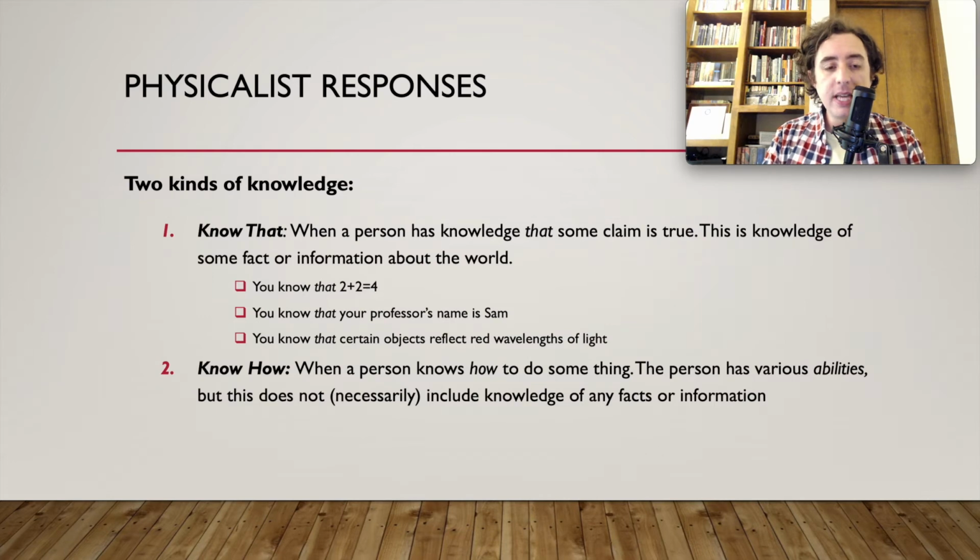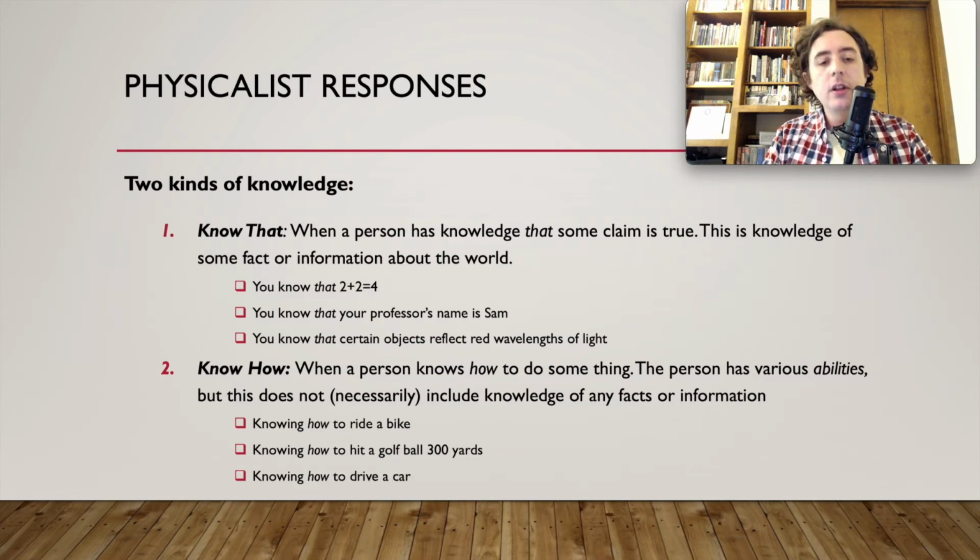Let's consider some examples of know-how. Maybe you know how to ride a bike. Maybe you know how to hit a golf ball 300 yards. I don't. Maybe you know how to drive a car. All of these consist of having certain abilities. So consider the example of knowing how to hit a golf ball 300 yards. This is not the same thing as knowing truths about the way the world is. It's just having certain abilities.